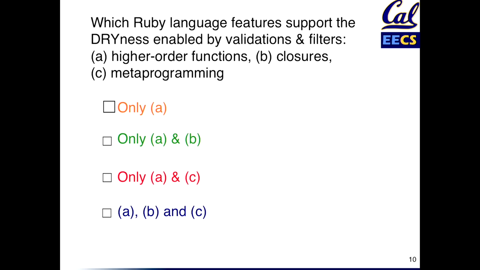So here's a question about how these are implemented. Now that you know all about Ruby, which Ruby language features allow the kind of dryness that validations and filters give us? We have seen higher order functions in Ruby. We've seen closures. We've seen metaprogramming. So which combination of these arguably is supporting validations and filters?